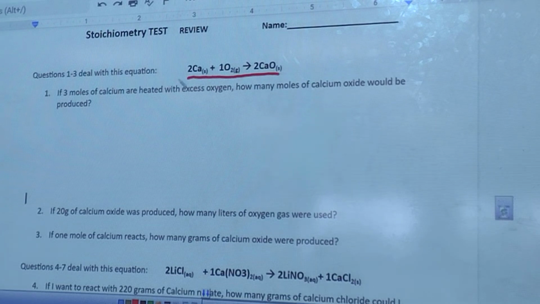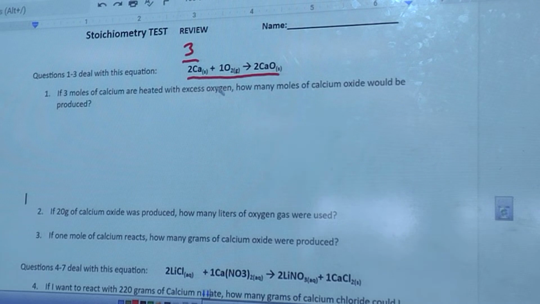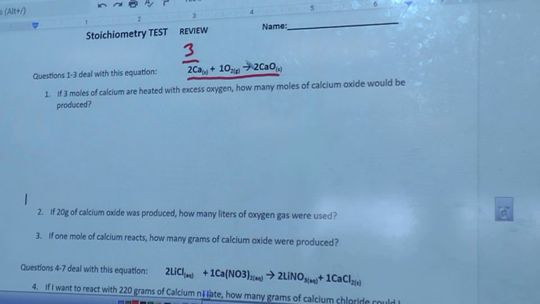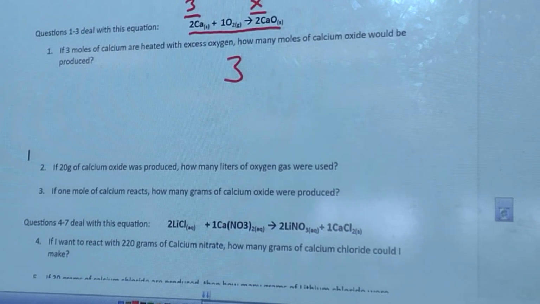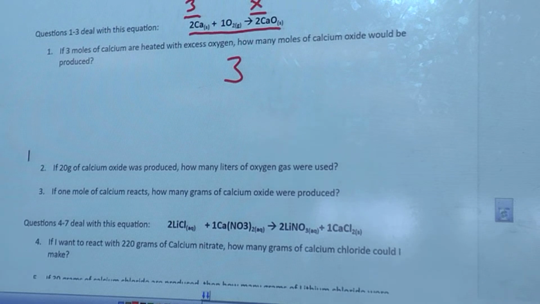If 3 moles of calcium, so I'll put a 3 there instead of the 2, are heated with excess oxygen, how many moles of calcium oxide will be produced? 3 is to 2 as X is to 2. 3, duh. Gotta be harder than this, doesn't it? Number 2, if 20 grams of calcium oxide was produced.